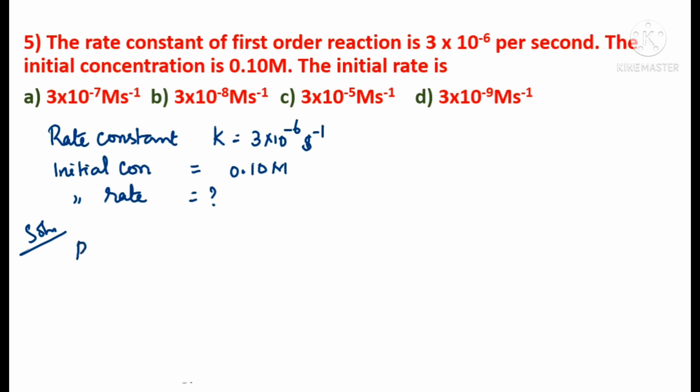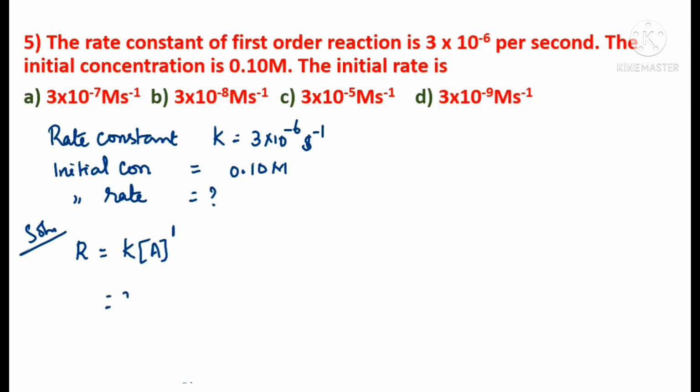What is the rate expression for the first order? R is equal to K into the concentration of the reactant. First order means the power is 1, is it not? Now see here, these values are given. The K value is directly given, and the initial concentration is 0.10. So you can directly substitute the values and find out the answer.